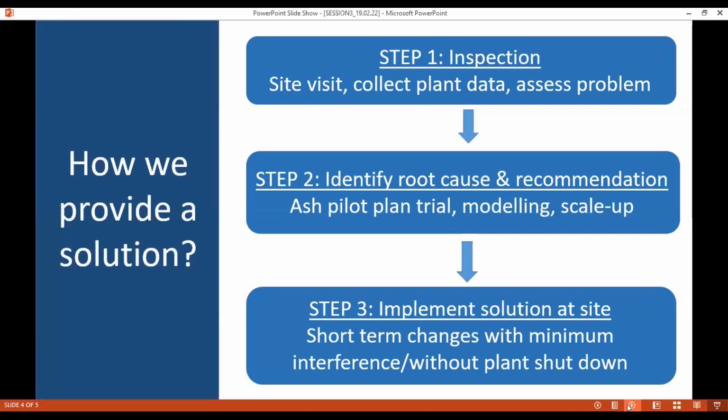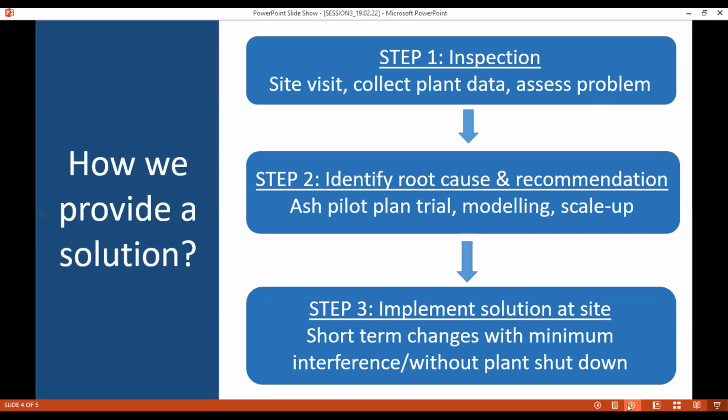From that we design, we scale up, we identify what is the root cause. So this is basically the diagnosis part. Diagnosis is very, very important. You have to understand what is causing you trouble. Once you quantify everything and you understand everything properly, then you can provide a recommendation. So in the first stage, we do the site visit, testing, modeling. This is all the diagnosis part.